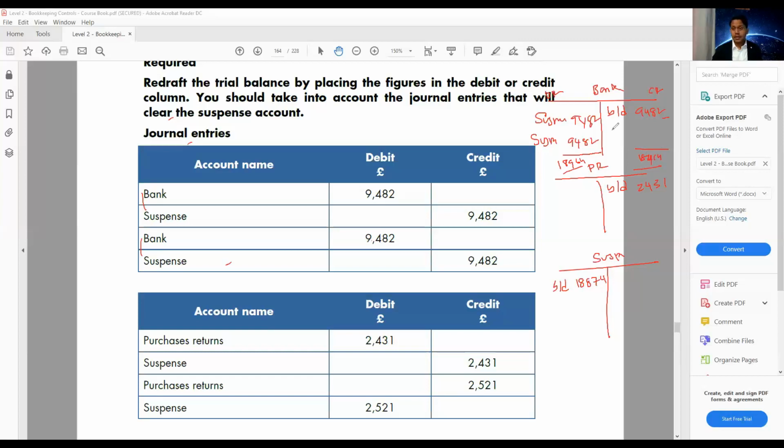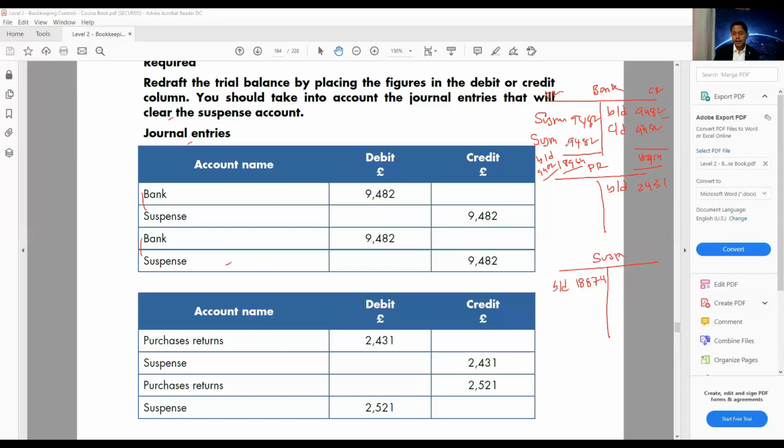So this is our balance CD 9482, and this balance CD comes down as the balance BD on this side, 9482. That means my bank is no longer overdraft. Now the opening balance I have is 9482, and it will be on the debit side, not the credit, because my debit side is now higher than the credit side.